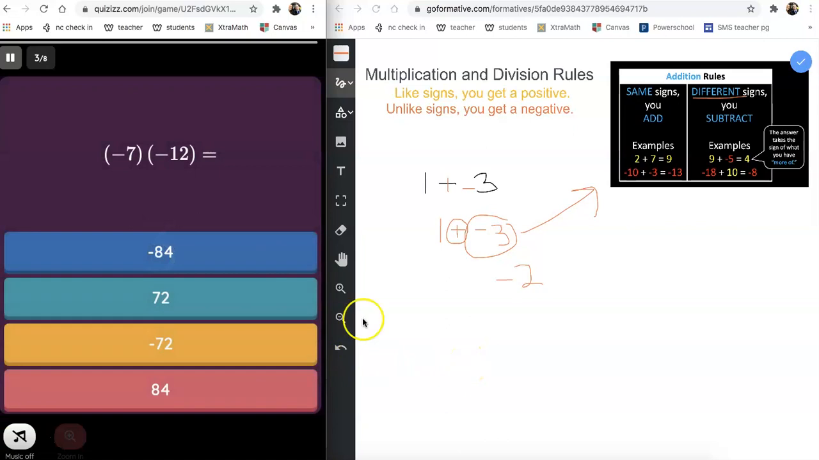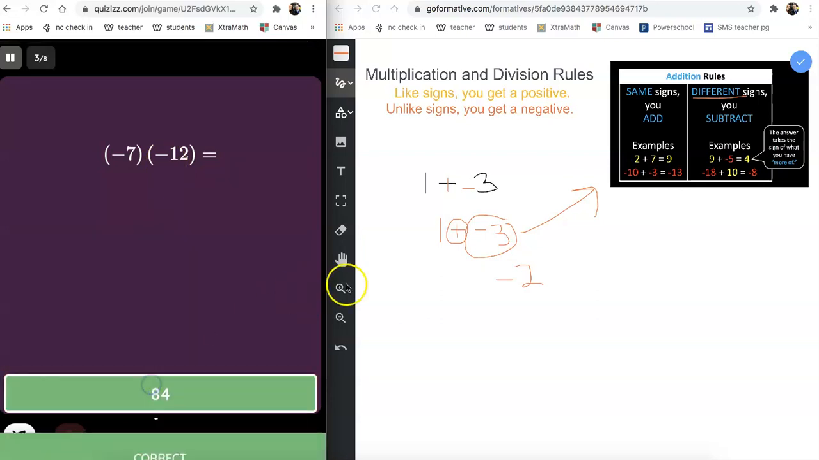All right, number 3. -7 multiplied by a -12. So my multiplication and division rules say, like signs you get a positive, unlike signs you get a negative. Well, these are like signs because they're both negative numbers. We're going to get a positive. And 7 times 12 is 84. So we get positive 84.